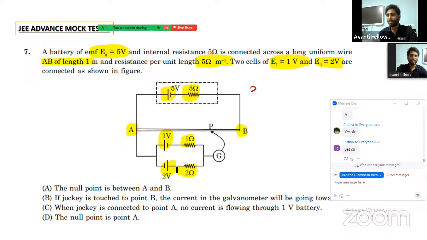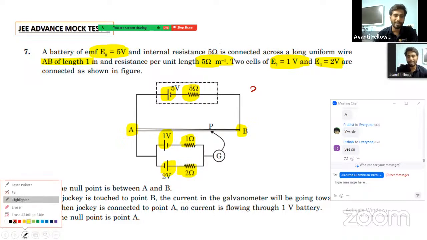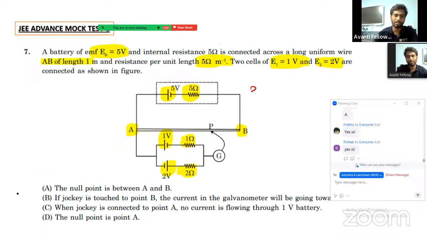Okay, first thing we need to calculate, they're saying that the null point is between A and B. Null point calculate करना. Guys, how are you going to find out the null point? Simple. Balancing length को find out करना है ना. Balancing length find out करना है means इसका EMF कितना है calculate करना पड़ता है. ये दोनों का EMF, equivalent EMF. Okay, E equivalent will be calculated. They are connected in parallel.